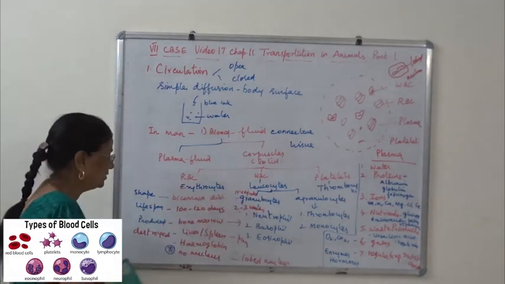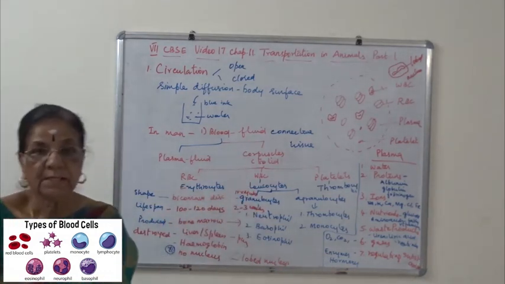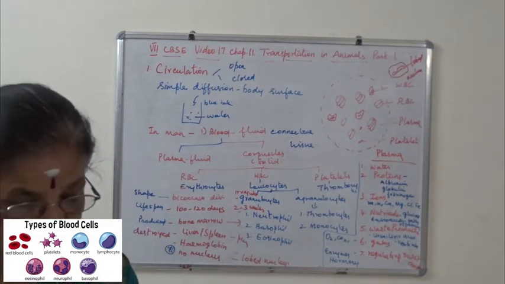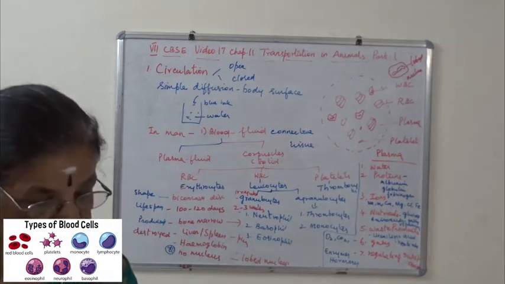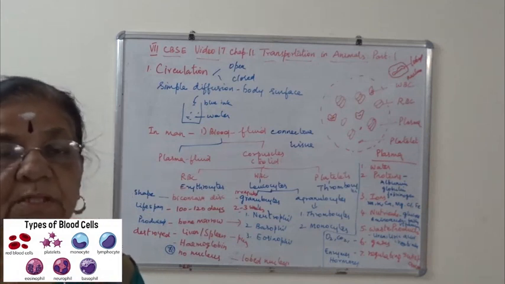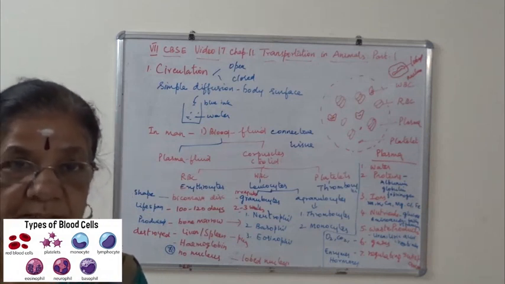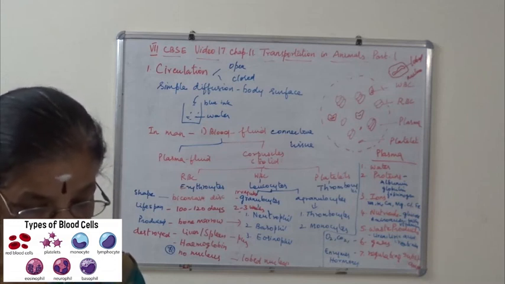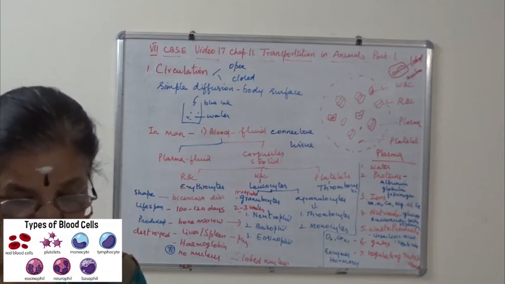RBC, also known as erythrocytes, has a circular biconcave disc shape. It contains the pigment hemoglobin, which gives blood its red color, and it transports oxygen and carbon dioxide to different parts of the body.